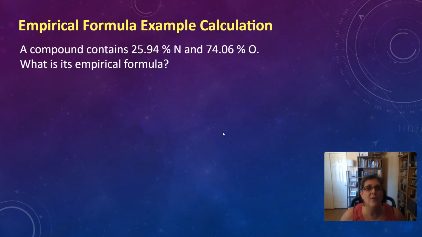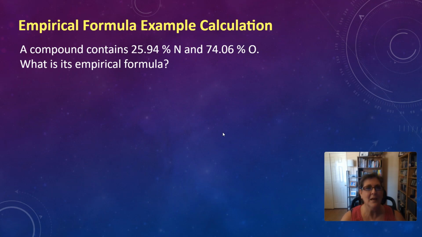Here we go. We have our percent composition data. We have a compound. It contains 25.94% nitrogen and 74.06% oxygen. So it's an NO compound. What is the empirical formula? Okay, this is where you hit pause and work this on your own because you're probably going to have to do one of these on an exam. So you need to be able to do this on your own. Hit pause.